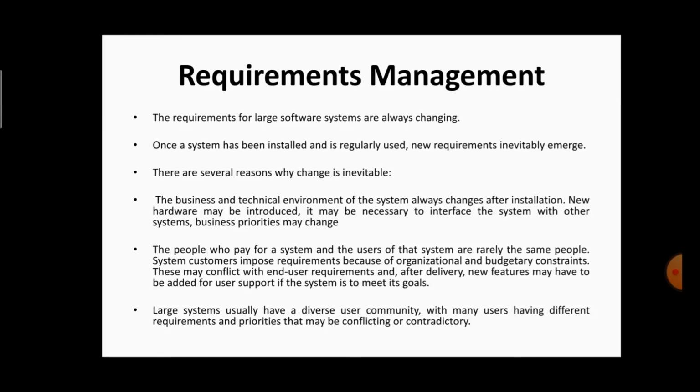And next thing, large software usually has a diverse user community. That means the large software can be used by different types of people. So when different types of people use the software, different people may come across different requirements and different priorities, right? So at that time the requirements may conflict. Getting, guys? So that's why you have to manage your requirements properly, right?